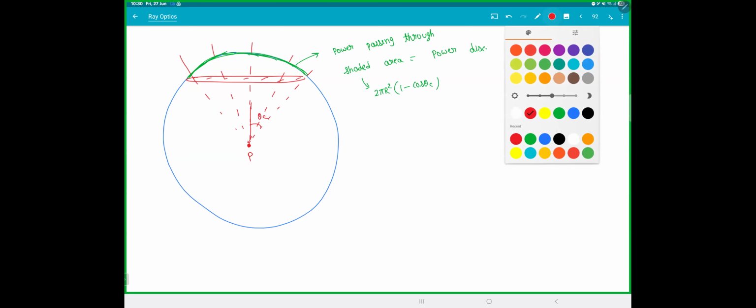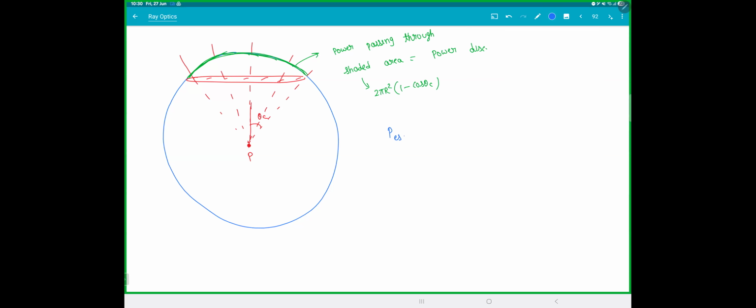So you're done. So power escaping will be total power P by total surface area 4 pi r square, into the area of this part, which is 2 pi r square into 1 minus cos theta critical, which is P by 2 into 1 minus cos theta critical. This much power is escaping out of the liquid surface. Is this making sense, everyone?